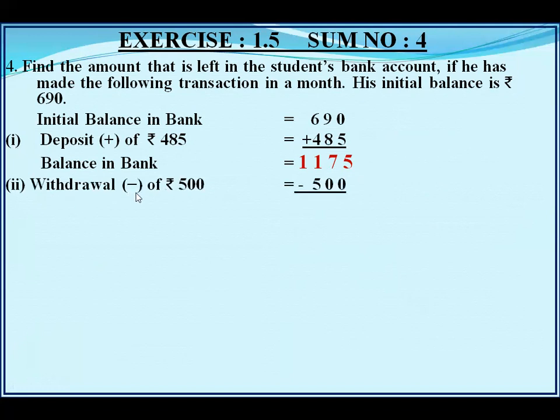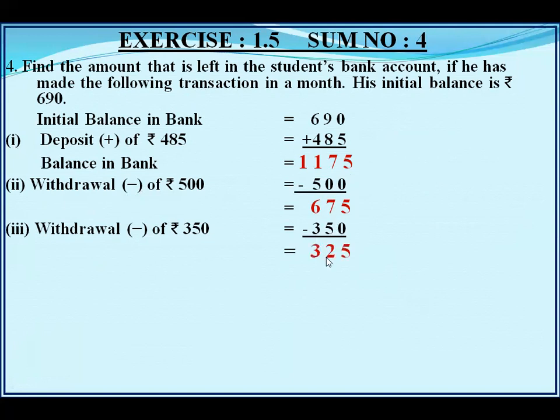Now second, he withdraws 500. Withdrawal is minus, so minus 500. When you subtract 500, you get 675 in the bank. Third one, withdrawal of again 350 rupees, which is minus 350. When you subtract 350 from 675, you get 325. Then deposit of rupees 89. So another 89 rupees is added. So you get 414.